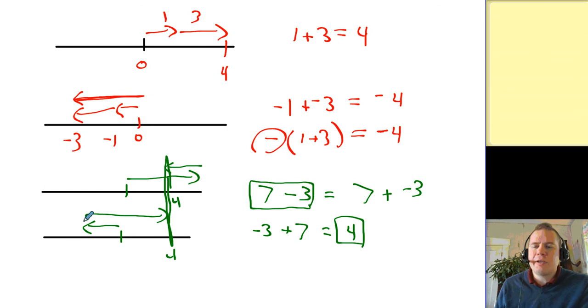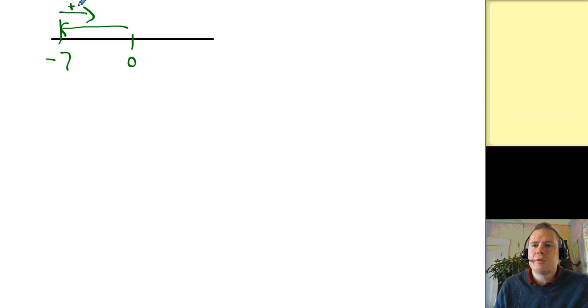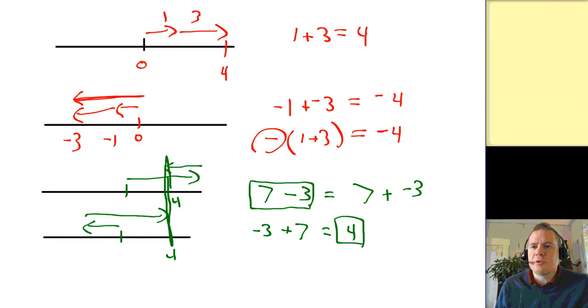Now, what if my negative number is bigger? What if I'm at negative 7 and I add 3? That looks like an addition problem. But again, the 7 was going to the left, the 3 was going to the right. This is where absolute value comes into play. This is why we want to think about the magnitude and also the direction. This looks almost identical to what we had on the previous screen.